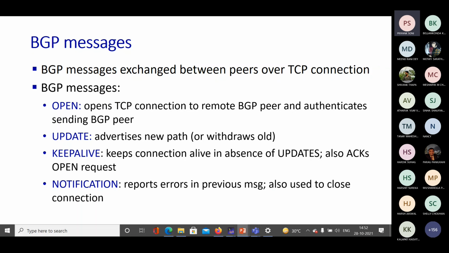Then the connection has to be, of course, kept alive. So the third step is keep alive, where the connection is kept alive in the absence of updates, and acknowledgements of open requests are also given out in this one. Okay, so this is the third step, and the fourth one is notification, where if there is any kind of error in the previous message, or if the connection needs to be closed, then those are communicated in this particular step. Okay, so that is notification.